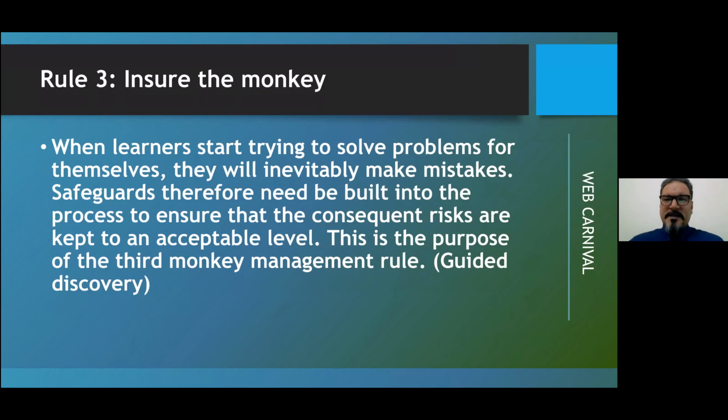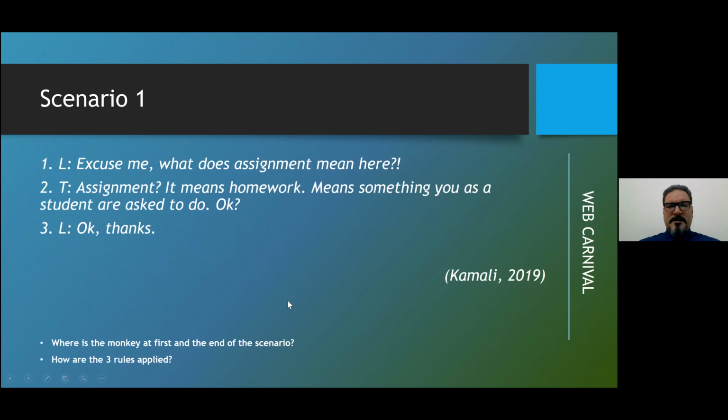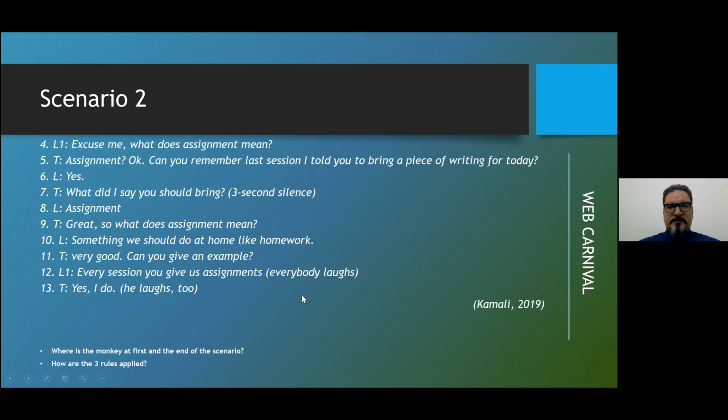I think it's not bad to look at 2 scenarios and answer these questions. Where is the monkey at first and at the end of scenarios? And how are the 3 rules applied? As a kind of reflection for what I did today, I want you to look at these 2 scenarios, and let's have a very quick talk at the end, that where is the monkey at first and at end of a scenario. Say, for example, monkey is on the student shoulder or on the teacher shoulder. And how are the 3 rules applied? So let's look at these 2 scenarios.